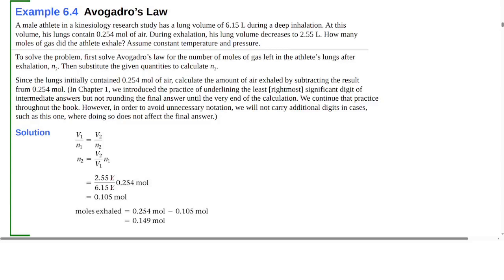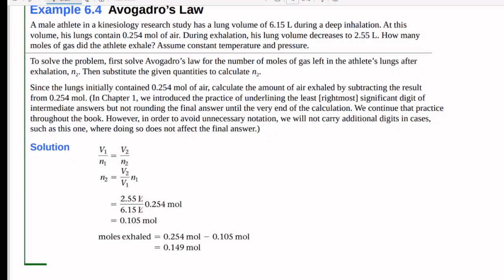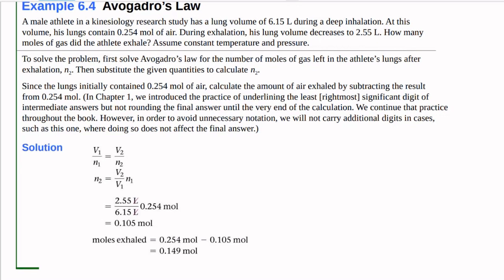The next of the simple gas laws that we'll look at is Avogadro's law, which states that moles are directly proportional to volume. So in other words, the amount of gas you have in a sample is directly proportional to the volume of that sample. So the equation is V1 over N1 equals V2 over N2.